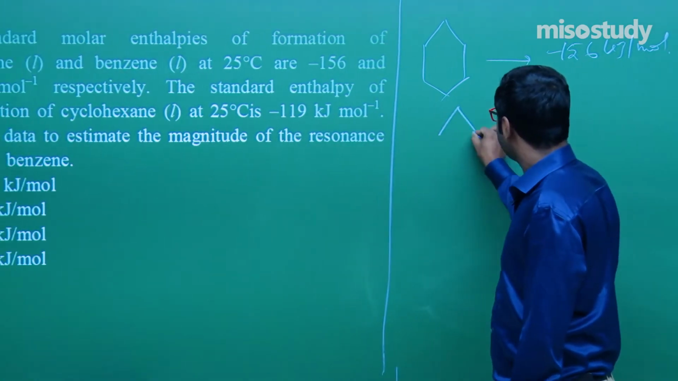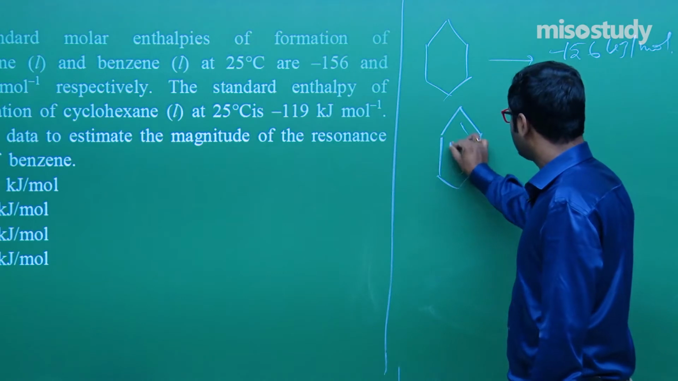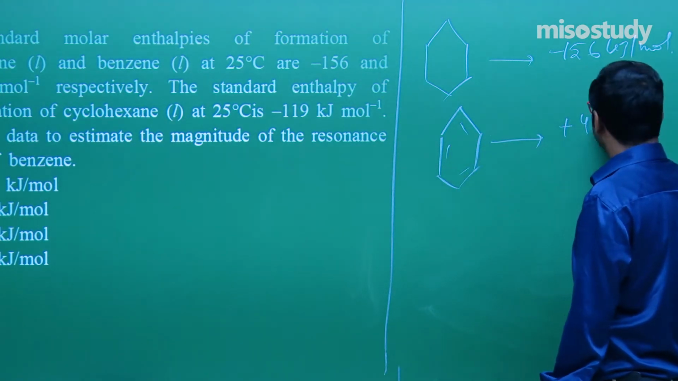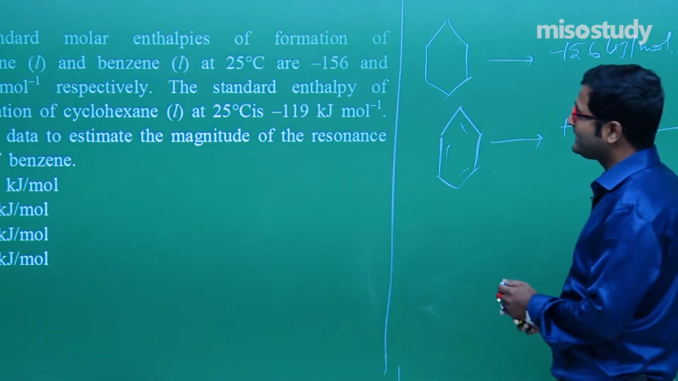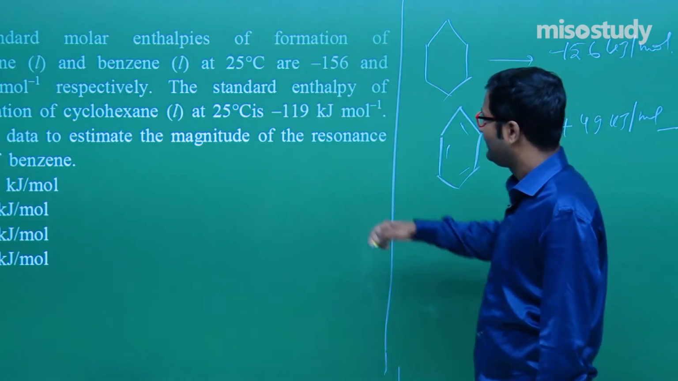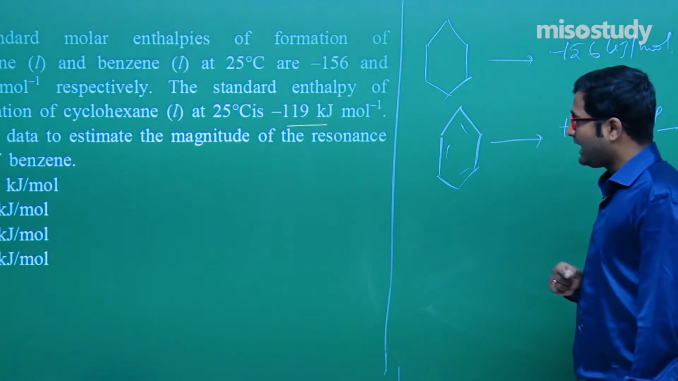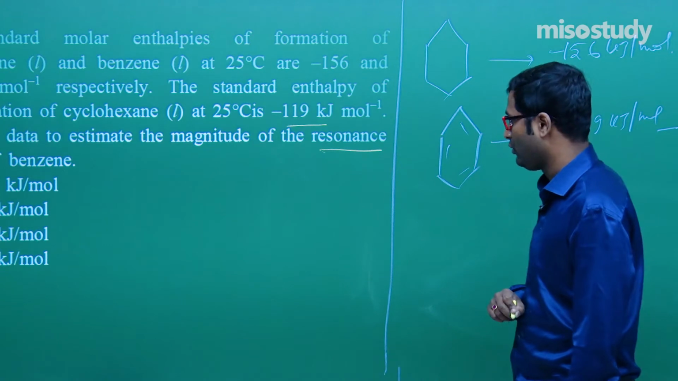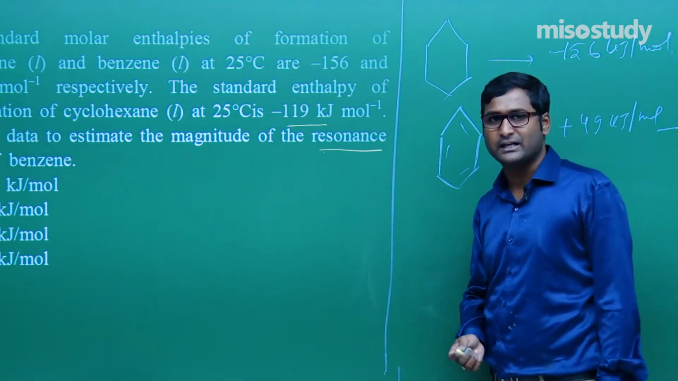Now for benzene, this is benzene, friend. Look carefully at what I am telling. For benzene it is plus 49 kilojoule per mole. The standard enthalpy of hydrogenation of cyclohexene is minus 119. Using this data, estimate the magnitude of resonance energy of benzene. What is the formula? First of all, tell me the formula of resonance energy of benzene.